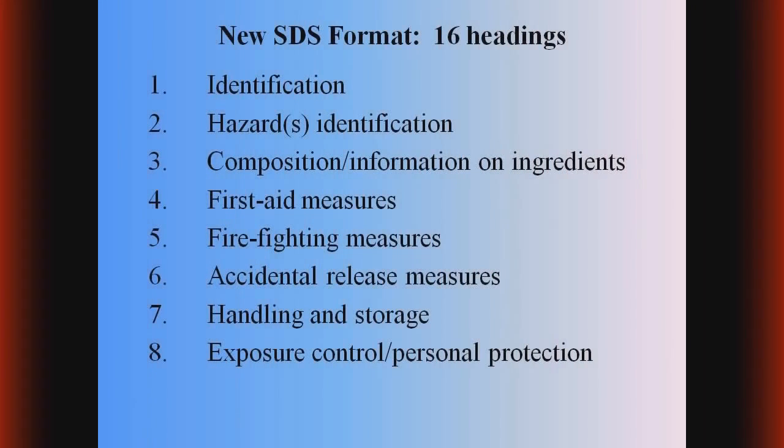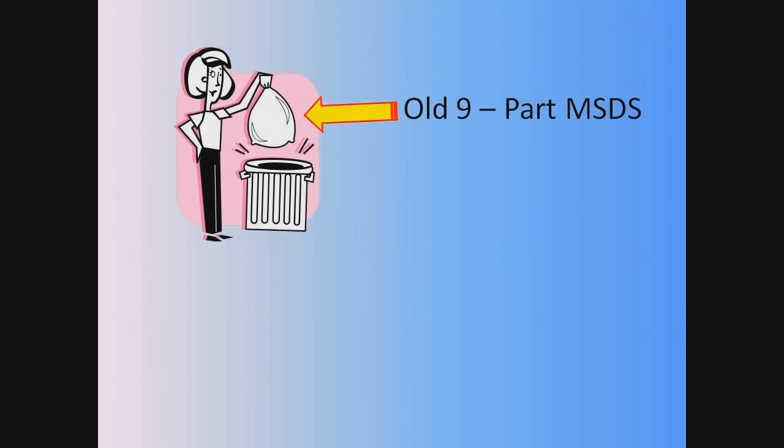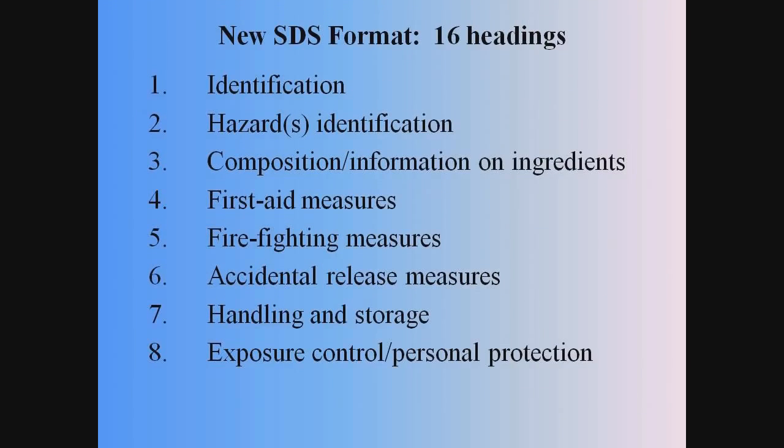The new standardized SDS format will make finding hazard and chemical information on the SDS easier for both employers and employees. There is no set format to the Material Safety Data Sheet, and they can range in length from 1 page to 20 or more pages. The new Safety Data Sheet will contain only 16 headings.